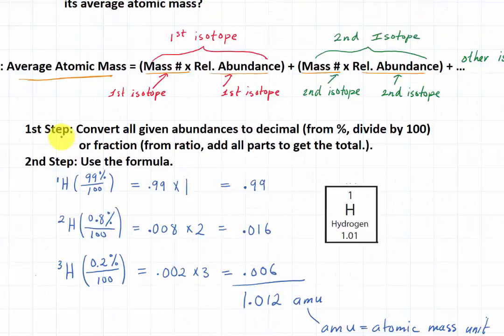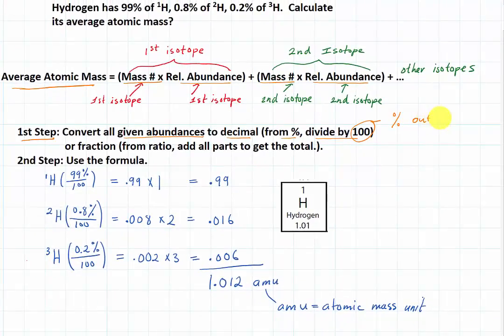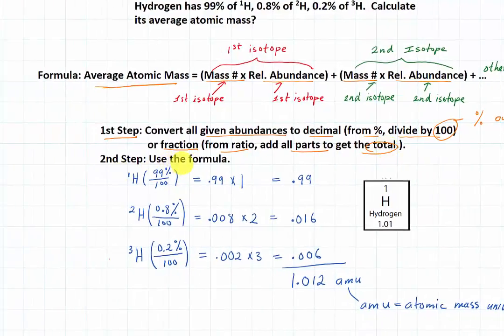There are two steps. The first step is to convert all the given abundances to decimal. If you are given a percentage, you divide by 100 because percentage is out of 100. Or you can convert into a fraction if you are given a ratio. That is, you add all the parts of the ratio together to get your new total. And the second step is to use the formula, which is given to you here. All you have to do is substitute in the values.